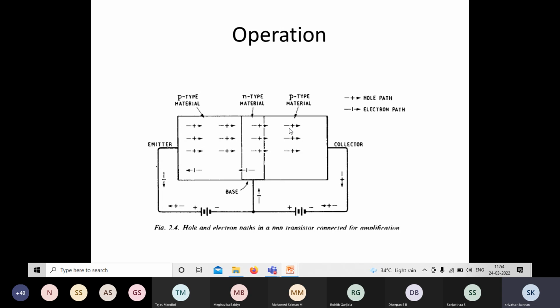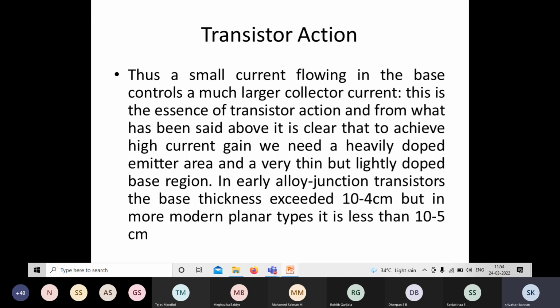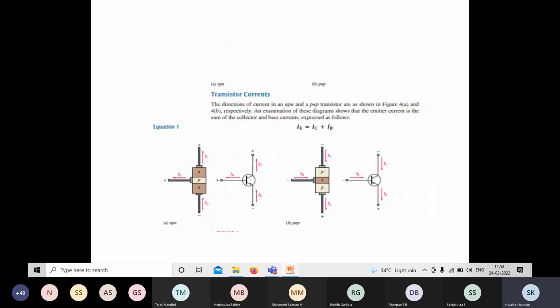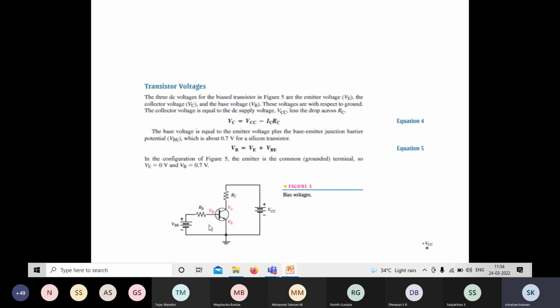the collector current is much greater than the base current, and collector current is dependent on the base current. The amount of collector current is based on the base current. So the large collector current is controlled by the small base current. So this is how the transistor amplifies the weak signal. And for amplification, the input junction must be forward biased, and the output junction must be reverse biased, right? And this is the basic circuit connection of the transistor bias voltages.